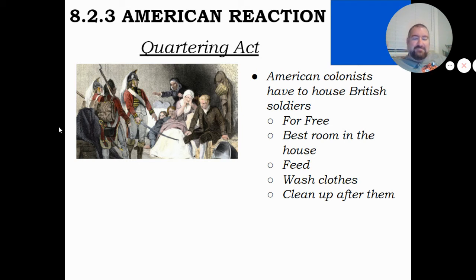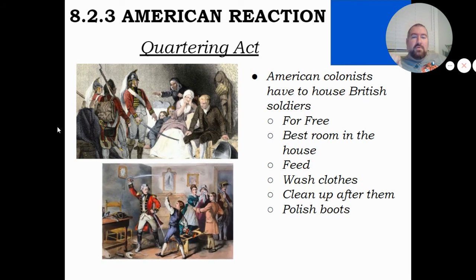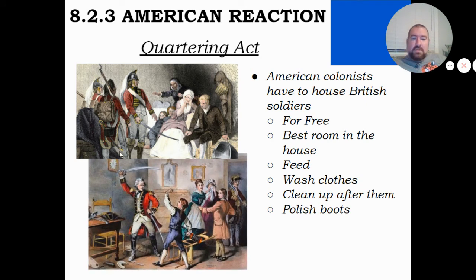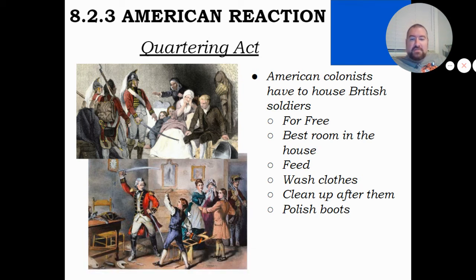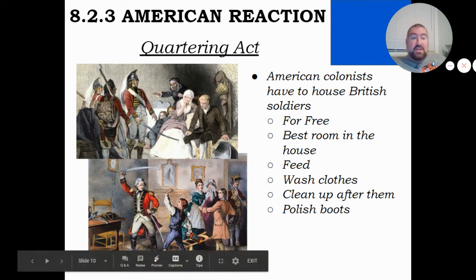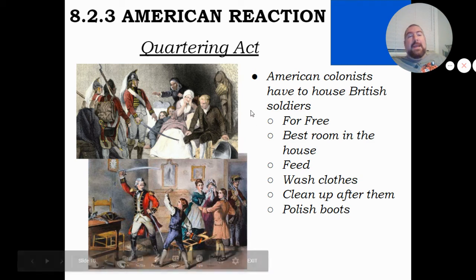Might not be, though. Still not done yet. You also have to polish their boots. So this is a picture of a young man in South Carolina. His name is Andrew Jackson. So this British officer said, "Hey, you need to polish my boots." And Andrew Jackson said, "No, I'm not going to do that." So the soldier took out his sword and beat him because he wouldn't polish his boots.